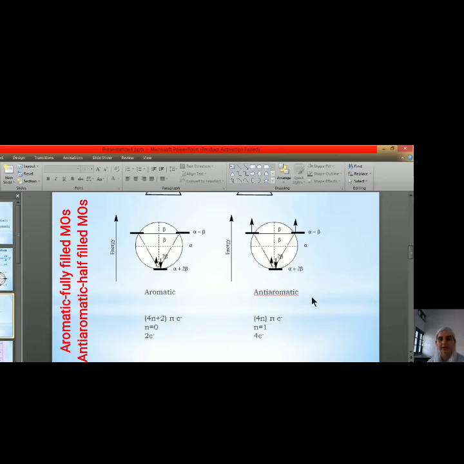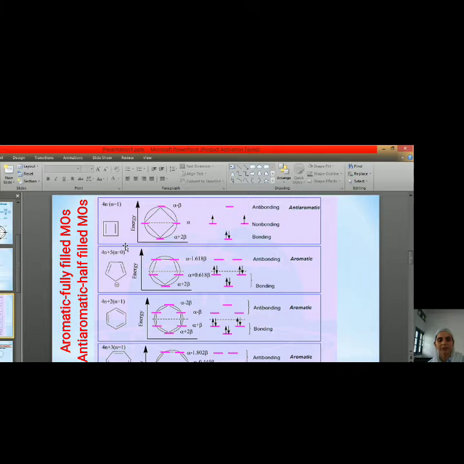Similarly, in this case we have 4 electrons, which is in accordance with the 4n pi electron system, which tells that this compound is anti-aromatic. Now coming to the cyclobutadiene system, in this case we inscribe the square inside the circle. And we know that there are 4 electrons in this system. So when we fill these molecular orbitals, we find that the orbitals are half-filled. These non-bonding orbitals are half-filled. So this means that the system is anti-aromatic.